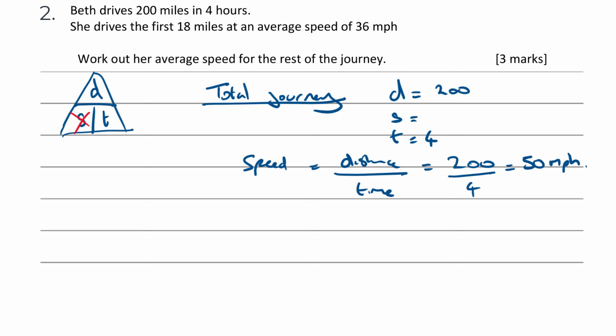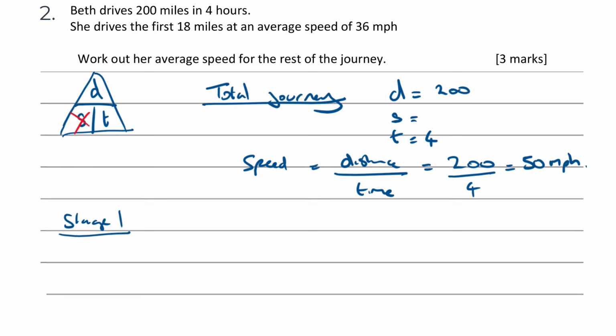It says she drives the first 18 miles at an average speed of 36. So I'm going to write this. This is stage 1 of the journey. There's a 2-stage journey, isn't there? The first section, we know D and we know S, but we don't know T. So let's find T. Let's see if that helps.